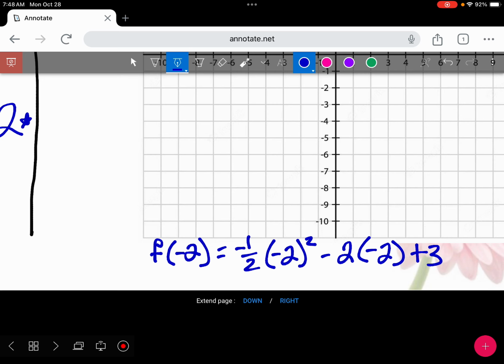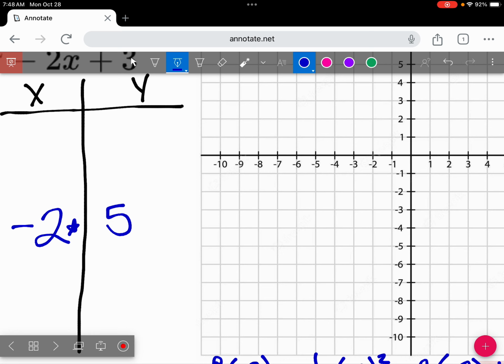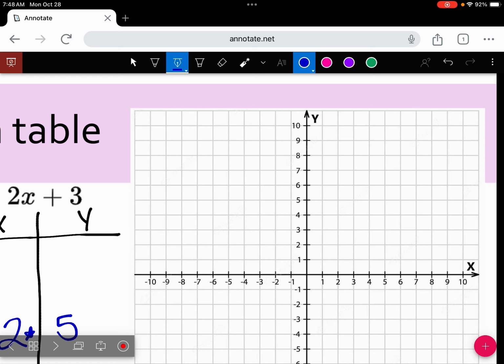So there's a lot of negative signs in here. Using the calculator, you can type it in, just make sure you include all of those parentheses. Negative 1/2 times negative 2 squared minus 2 times negative 2 plus 3. What do we get for the y value of our vertex? 5. So I know we're going to have a vertex at the point, sorry, negative 2, 5. So up here is where my vertex is going to be.